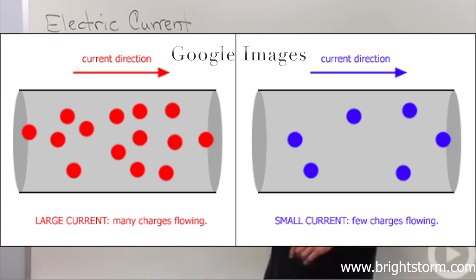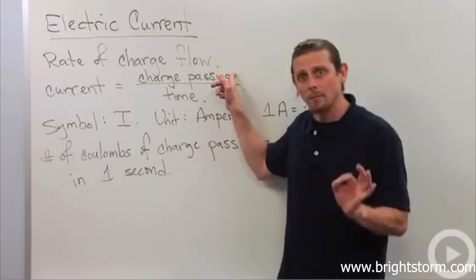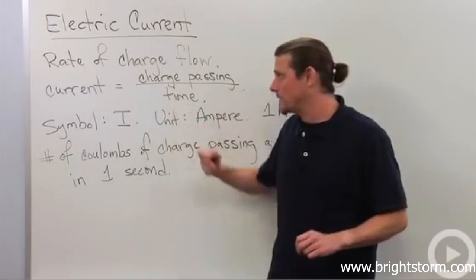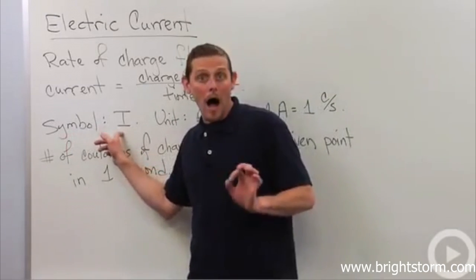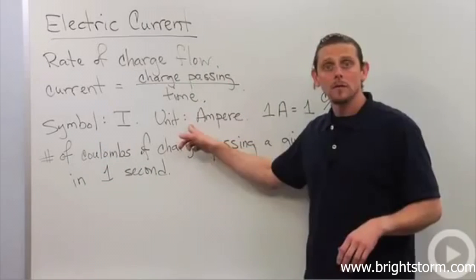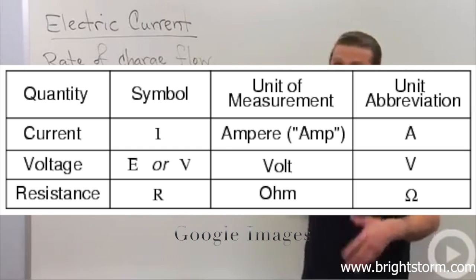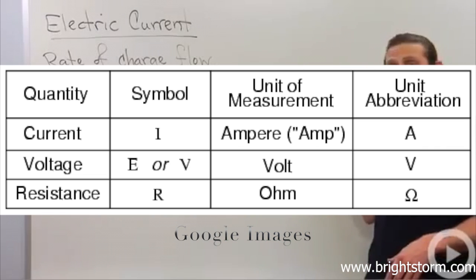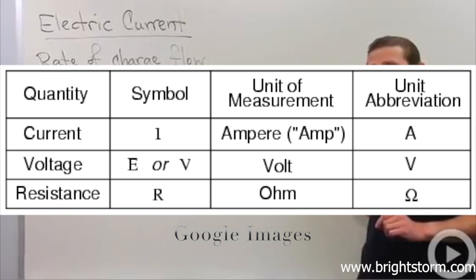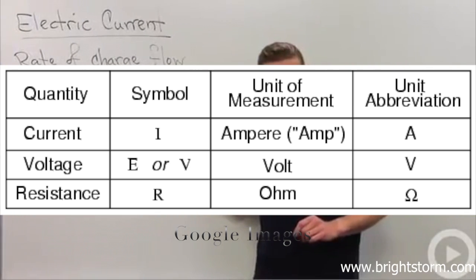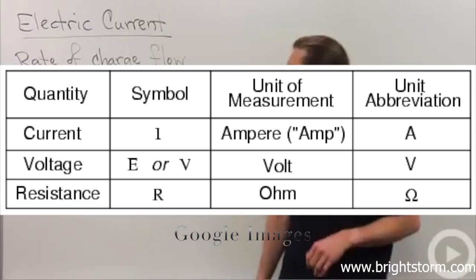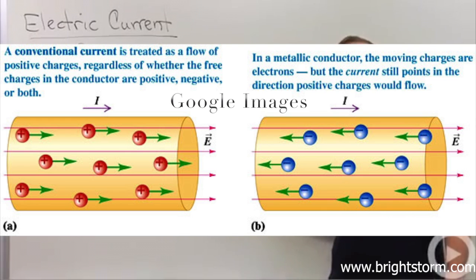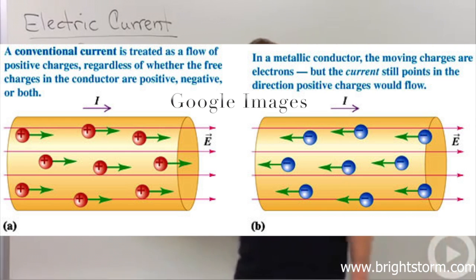So current is equal to charge passing by a given point divided by how long it took that charge to pass by that given point. It's given by the symbol I, and the unit, of course, SI units, what's charge? Coulombs. What's time? Seconds. So we get coulomb per second. 1 coulomb per second is called 1 ampere or amp. So the current gives the number of coulombs of charge passing a given point in 1 second.